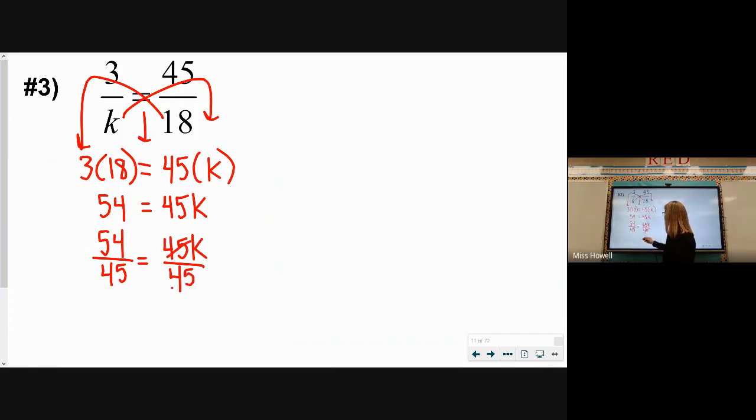All right, cancel the one side, bring down our equals k. On the other side, 54 divided by 45 is going to give us a decimal amount, so we have 2 ways to express our answer here.